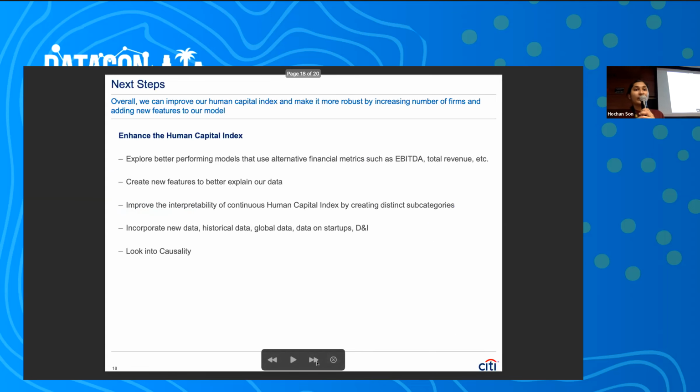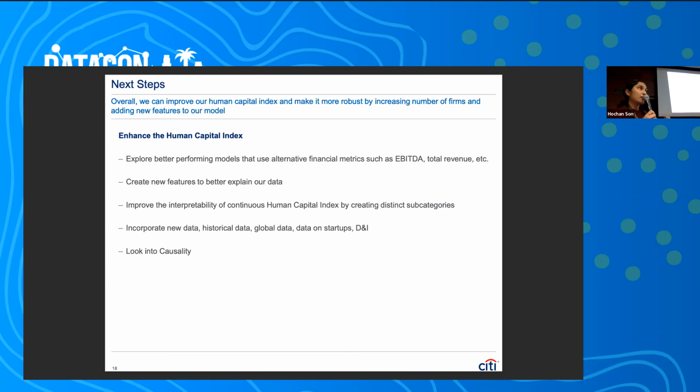So, next steps. As we move ahead with the analysis, we understand that we need to try more financial metrics such as EBITDA, which is a profitability measure, and total revenue. We also want to try more models, not just classification, but different machine learning algorithms instead of tree-based models. Tree-based models are really powerful, but can we use a regression model, which is simpler? It might not be fully accurate, but it will simplify the analysis. So we are trying different models, adding more data into our analysis, and trying to improve the interpretability of this human capital index.